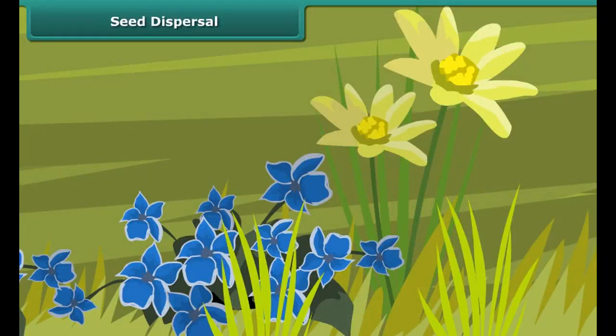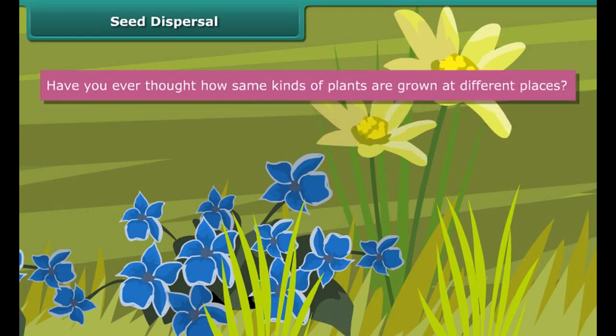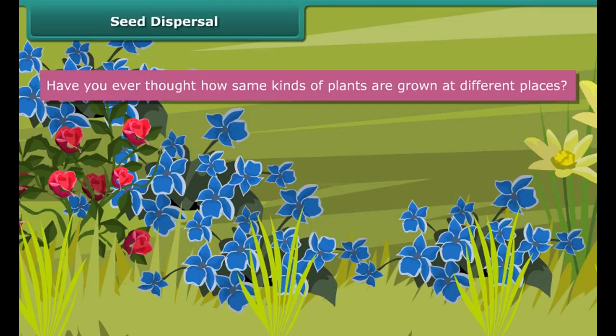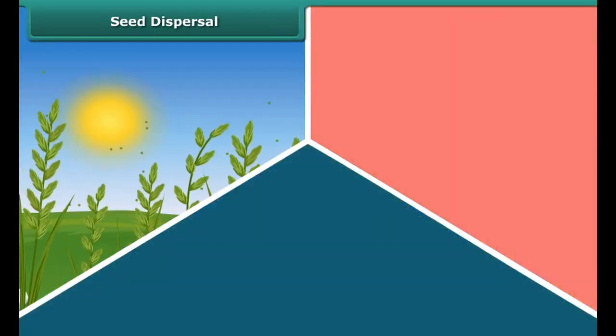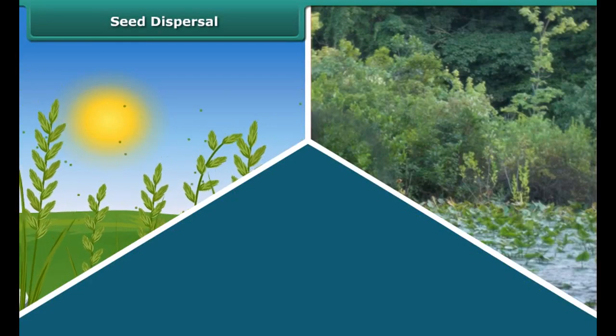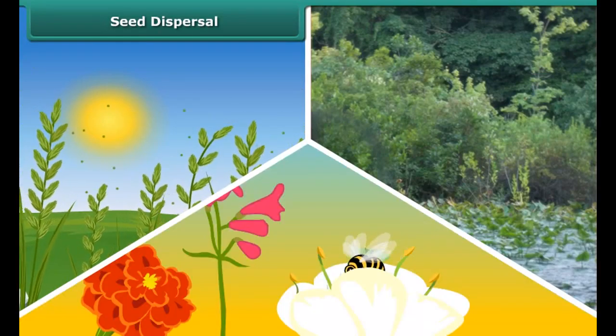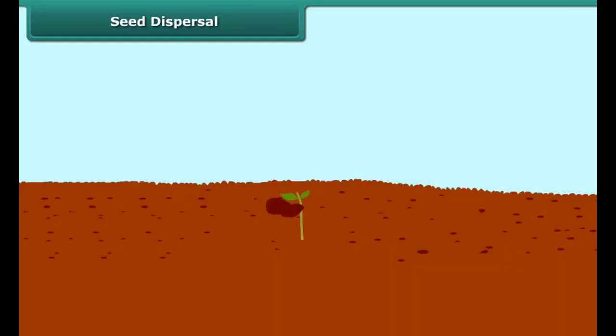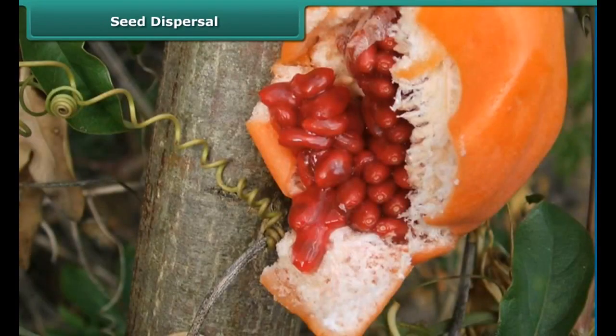Fruit may be either fleshy or hard. Seed dispersal. We know that plants cannot move from one place to another. Have you ever thought how same kinds of plants are grown at different places? This happens because seeds are dispersed to different places. Some get blown off with the wind to far-off places. Some seeds are carried away by water, while some get dispersed by insects or animals. When the seeds reach the soil, they germinate into a new plant. In fact, some seeds are also dispersed when the fruit bursts with sudden jerks.